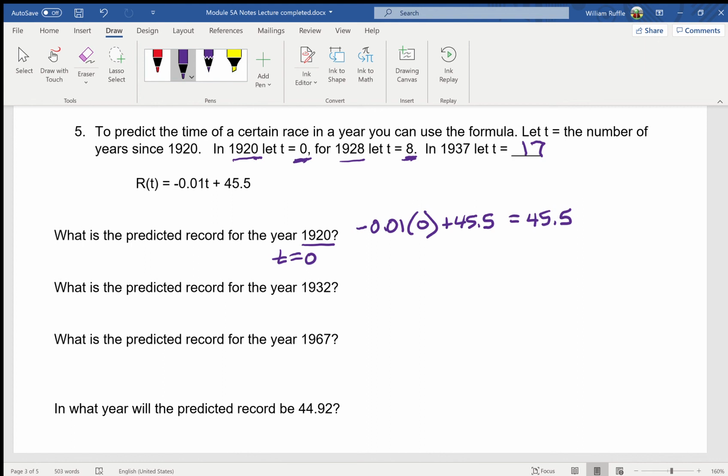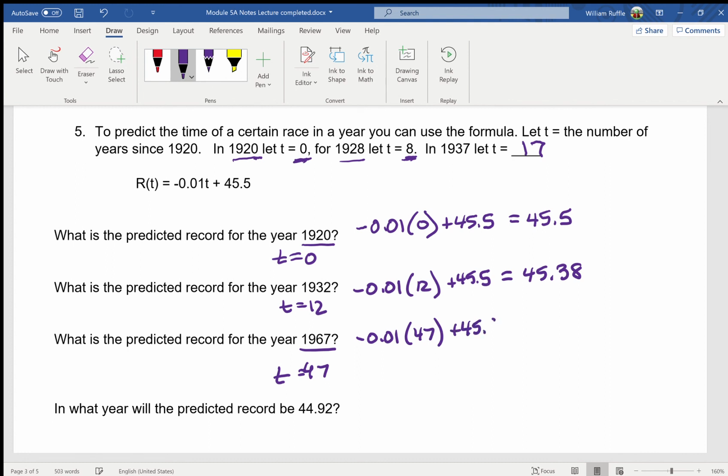What is the predicted record for 1932? Well, 1932 is 12 years after 1920, so that means t equals 12. So I'm just going to type in negative 0.01 times 12 plus 45.5. And you do this on a calculator and you get 45.38. Please stop and make sure you can type that in. In 1967, well, 67 is 47 years after 1920, so t equals 47. So I'm just going to type negative 0.01 times 47 plus 45.5. And type that on the calculator and you get 45.03.